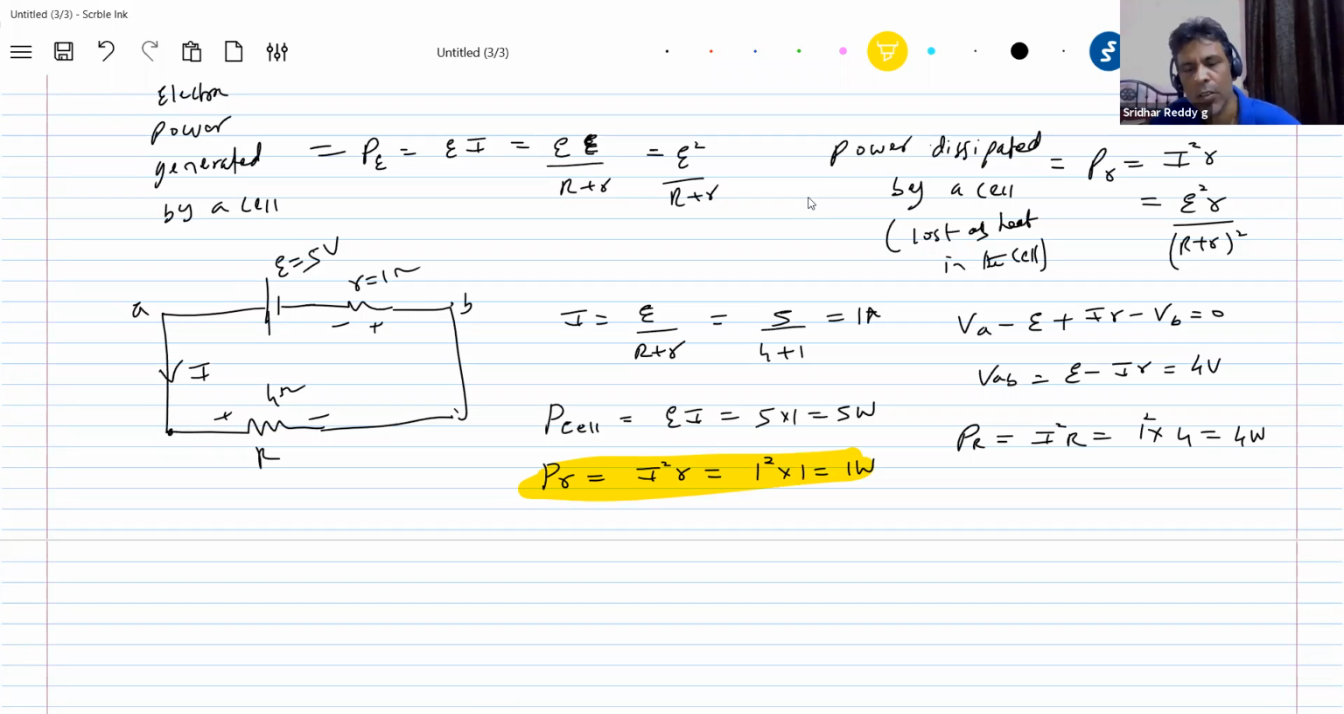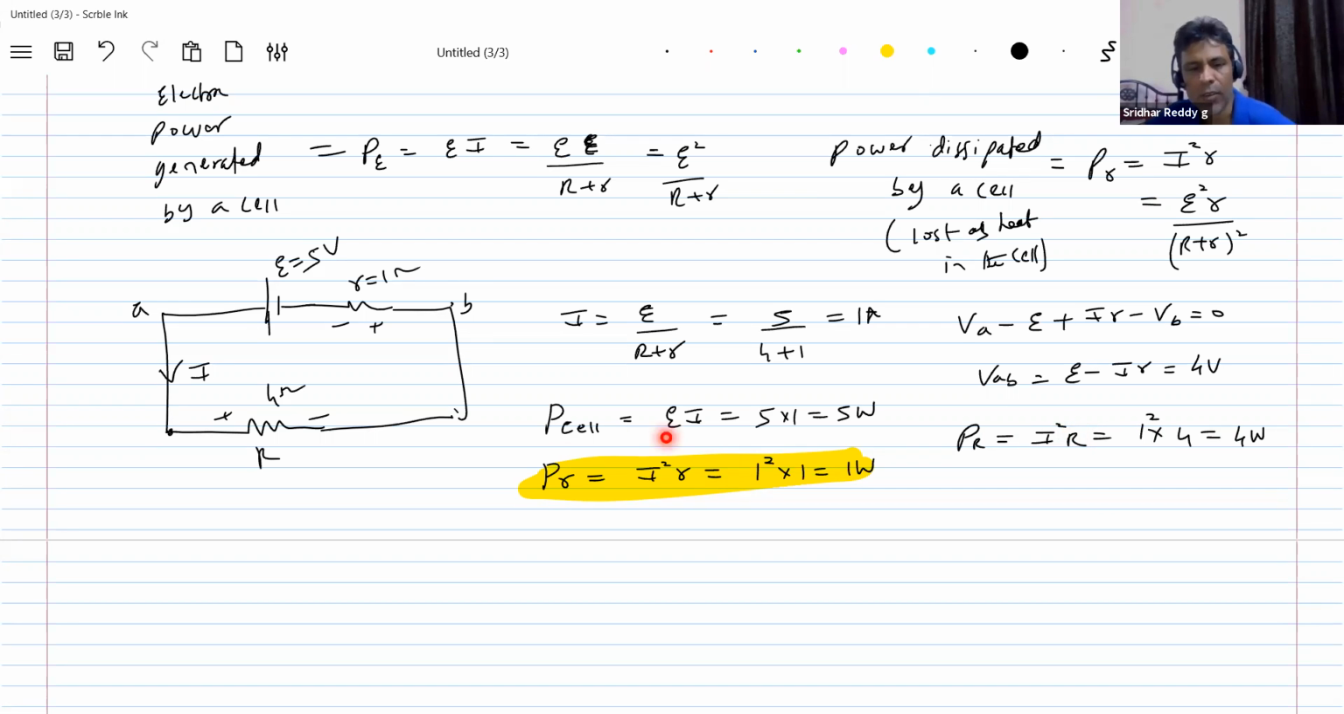How much is made available? 4 watt. So tell me, should the internal resistance be more or less to improve the efficiency of the cell? The internal resistance should be as little as possible. If small r is less, say 0.1 ohm, then this I square r will be less, and more power will be made available to the external circuit. So this is the power generated by the cell, the power dissipated by the cell, and the power available across the circuit.